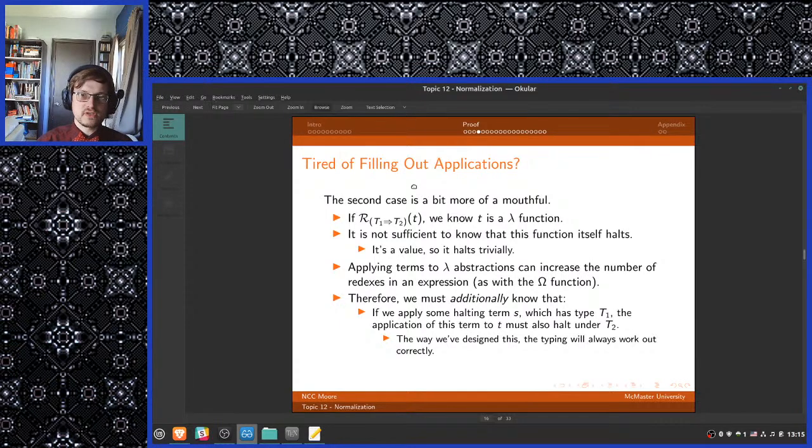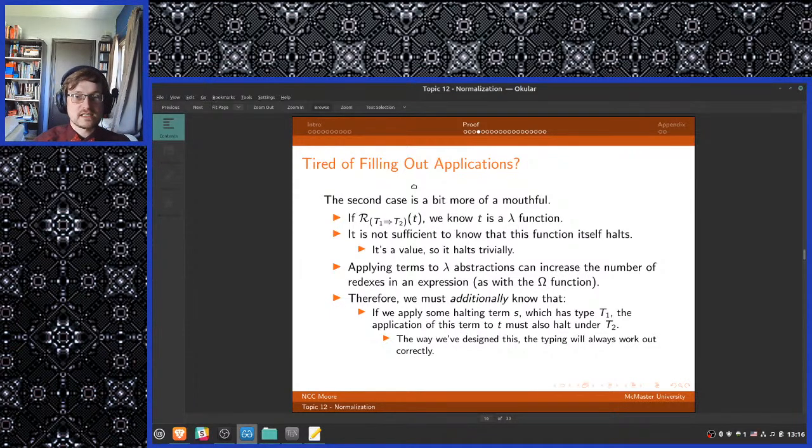It is not sufficient to know that this function itself halts. It is a value, so it halts trivially, right? There's no point in determining that it halts. It already halts because it's a value. Applying terms to lambda abstractions can increase the number of redexes in the expression, as with the omega function. Therefore, we must additionally know that if we apply some halting term s, any halting term s, which has type T1, the application of this term to t must also halt under T2.